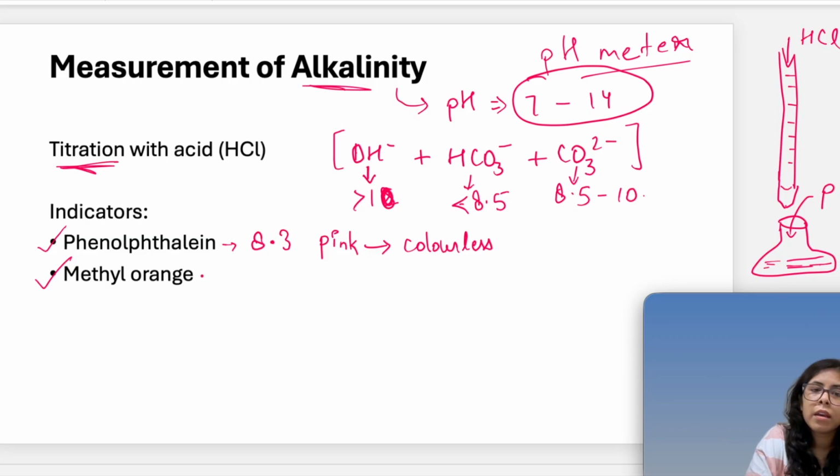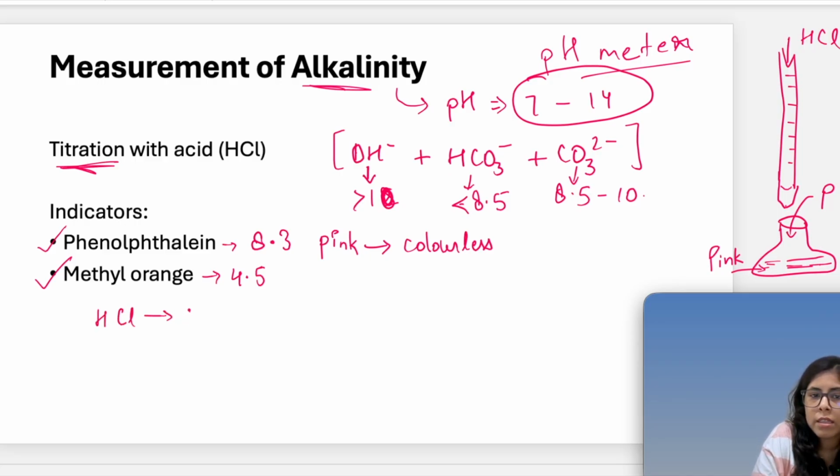And then we come to methyl orange. Methyl orange changes its color at pH 4.5 from yellow to orange. Orange is red, I can say. Now, what we are doing: the water has pH greater than 10. That means if I add phenolphthalein indicator, the color will become pink here, right? And now I am dropping HCl drop by drop.